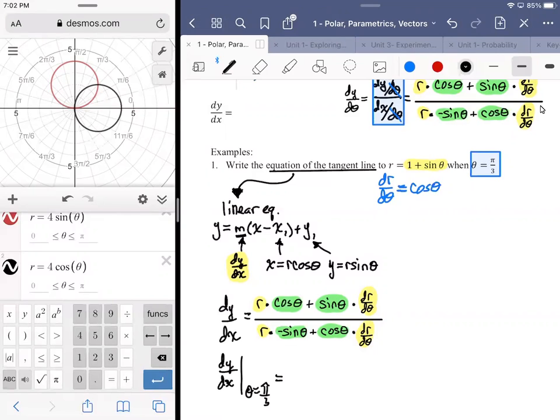Right? And then off on the side here, what I could do is I could just figure out r of pi over 3. So 1 plus radical 3 over 2. Not really much else you can do with that one. dr/d theta, where theta is equal to pi over 3. So cosine of pi over 3 is 1/2.